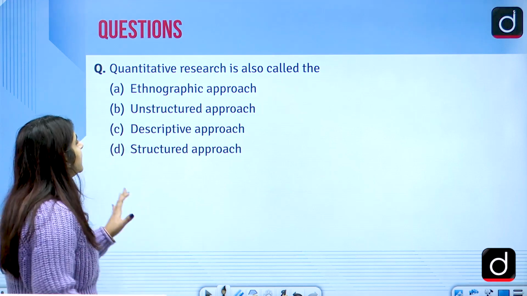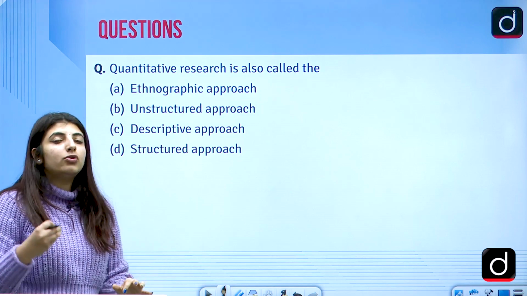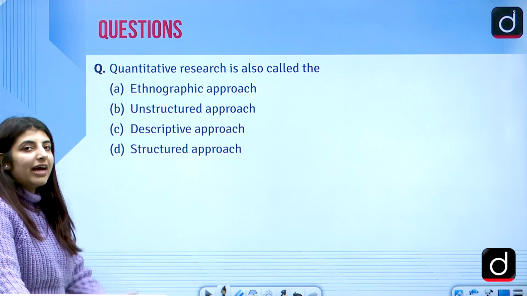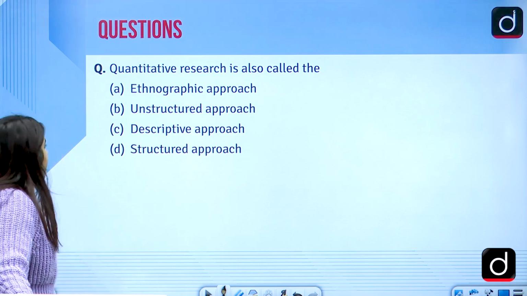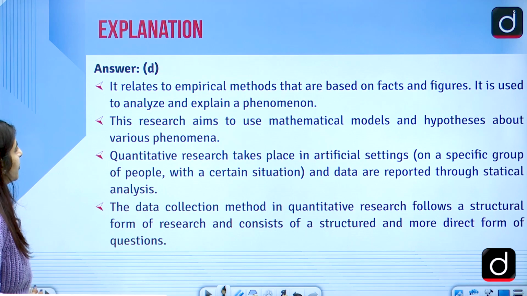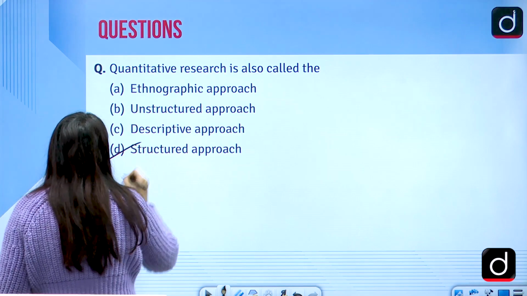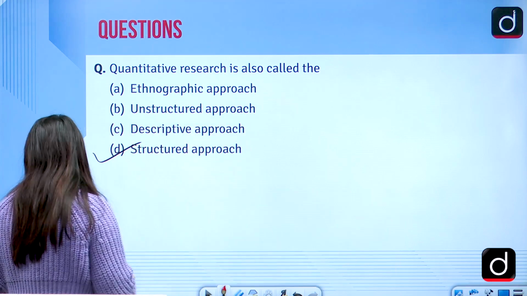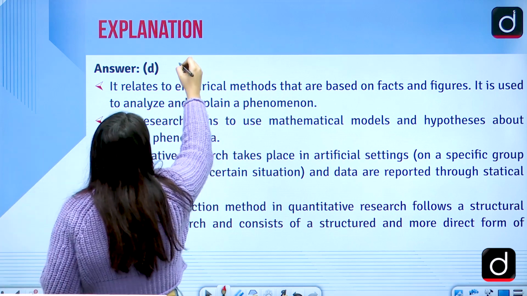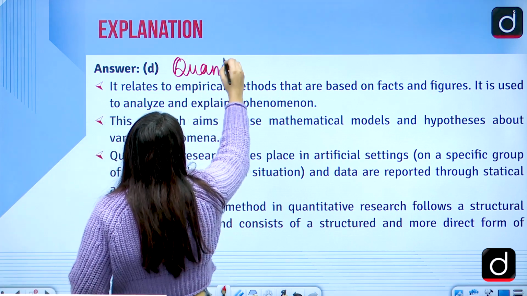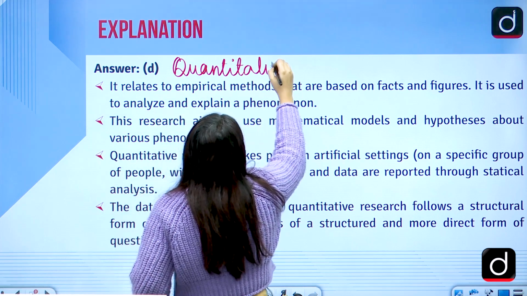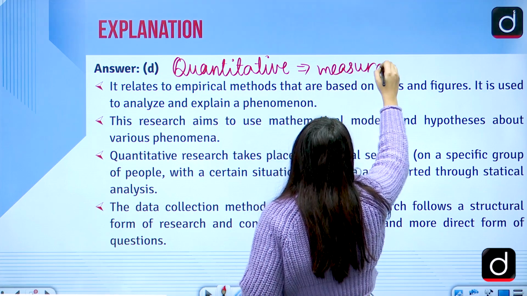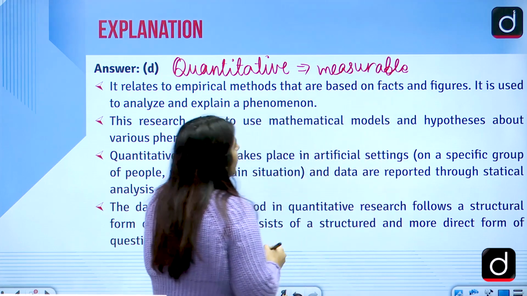The first question is: quantitative research is also called the... You can pause your videos here and try to answer this question. The answer is option D, that is, structured approach. Now when we talk about quantitative research, first of all you should be aware that something which is quantitative in nature is always and always measurable, correct? Because we are talking about quantities here.